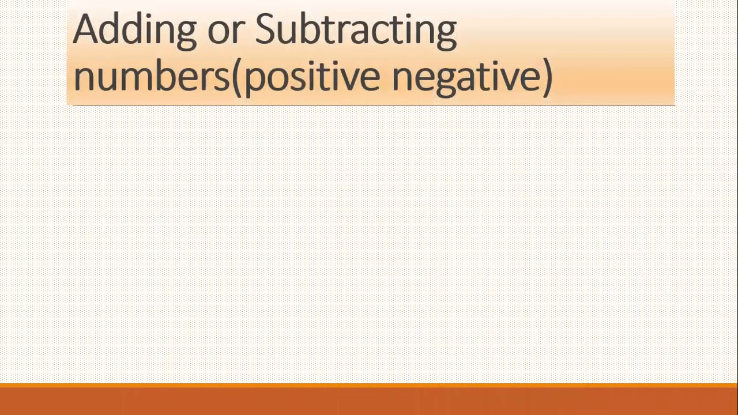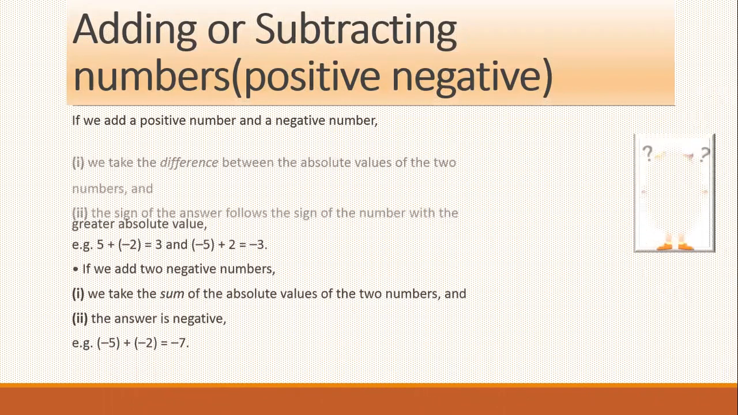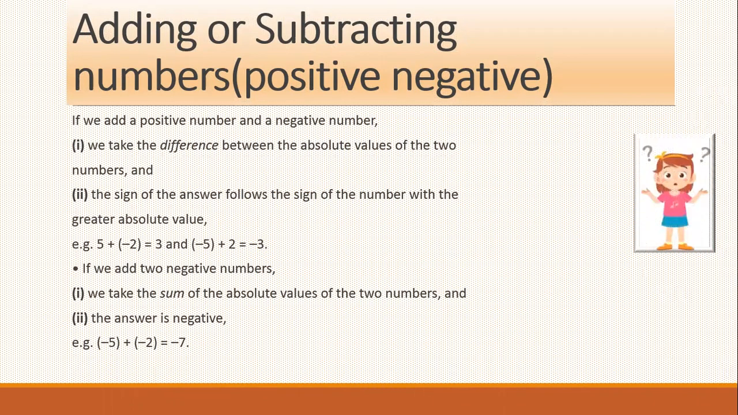When we are adding or subtracting numbers, either positive or negative, we have to take the difference between the absolute values of the numbers. The sign of the answer follows the sign of the number with a greater absolute value. If we add two negative numbers, then we take the sum of the absolute values of the two numbers, and the answer is negative. Now we are going to solve it in more detail.